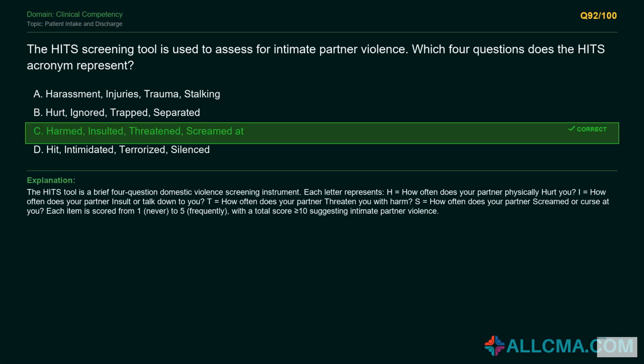The correct answer is C. The HITS tool is a brief four-question domestic violence screening instrument. Each letter represents: H equals how often does your partner physically hurt you? I equals how often does your partner insult or talk down to you? T equals how often does your partner threaten you with harm? S equals how often does your partner scream or curse at you? Each item is scored from 1, never, to 5, frequently, with a total score greater than or equal to 10 suggesting intimate partner violence.